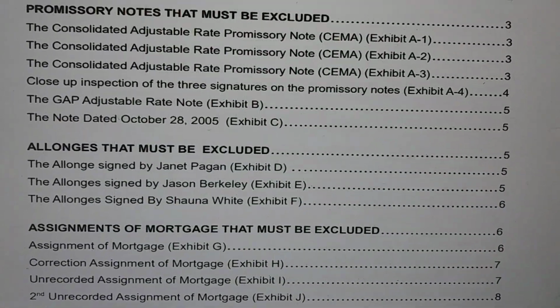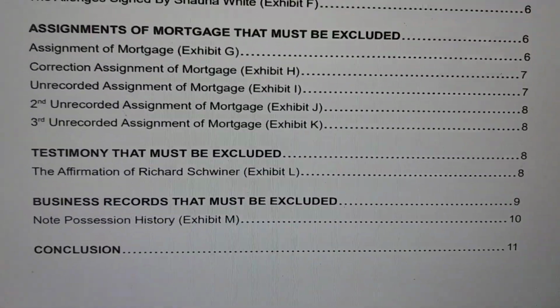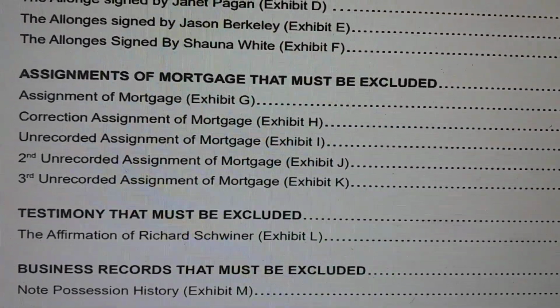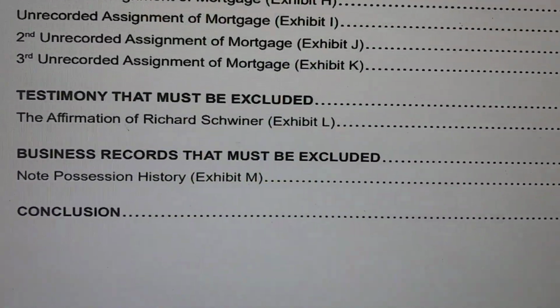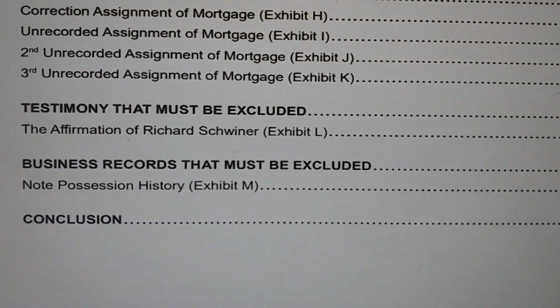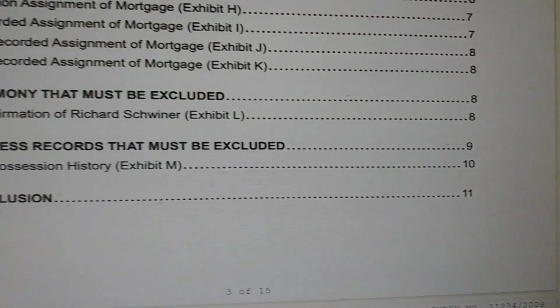Allonges that must be excluded. You can see these allonges. Assignments of mortgage that must be excluded. You can see all these assignments. Testimony that must be excluded. And business records that must be excluded. And then we have a conclusion.